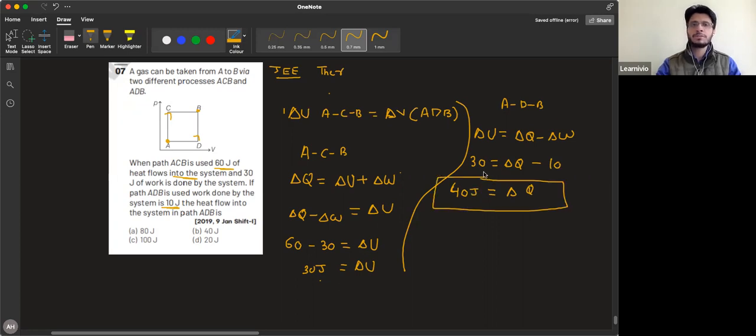Ajit, tell me, is it clear? Yes, sir. Since in both the paths, the initial and final configuration is the same, so what will be?